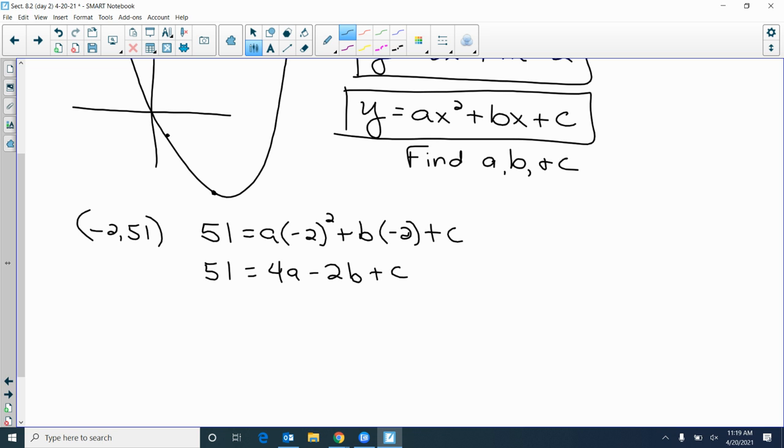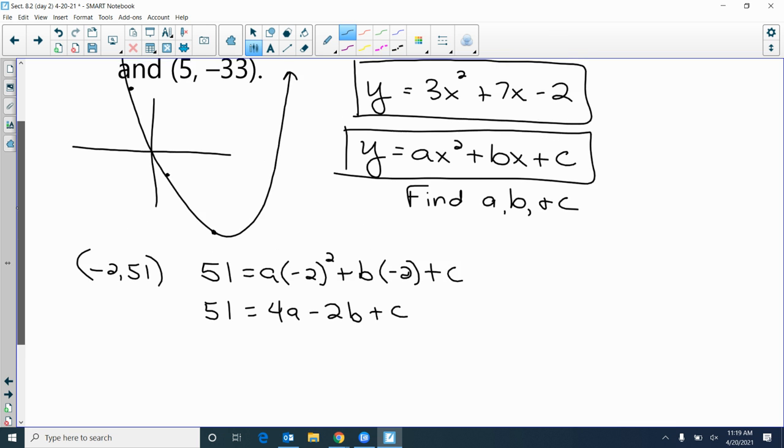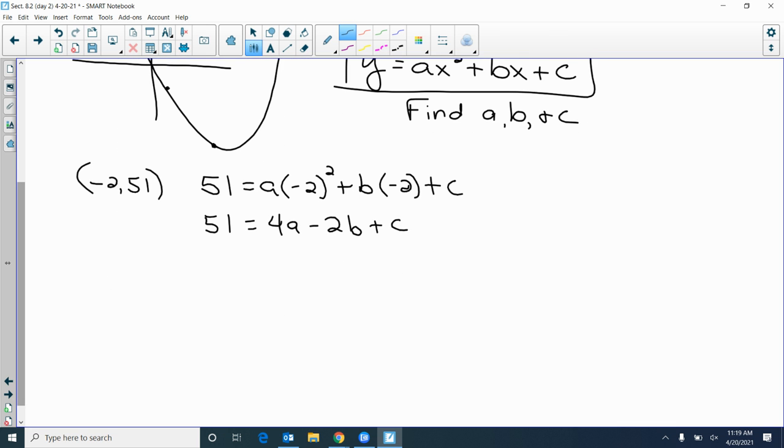You got to have 3 points though, because if you got 3 variables, you have to have 3 equations. You cannot have 2 equations and solve it. So now I got my other 2 points. What are they? 1, negative 9. So negative 9 is y. 1 is my x.